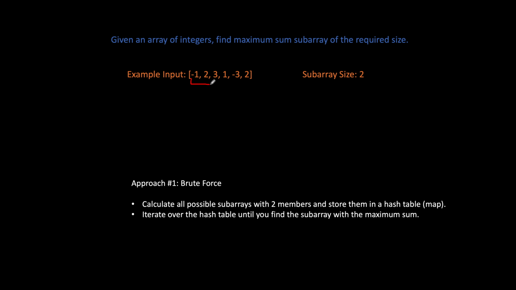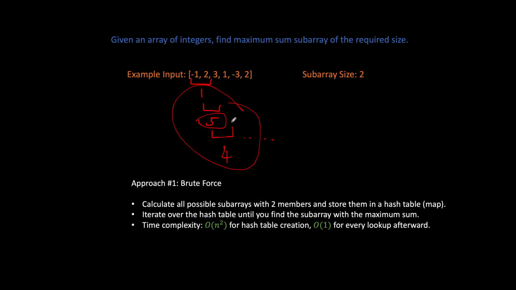We're going to calculate the first subarray with sum 1. Then we're going to calculate the second subarray with sum 5. And we're going to calculate the third subarray with sum 4. And we're going to do it until we process all of the array and store these in a hash table and just look up the maximum one, which happens to be 5 in this case.